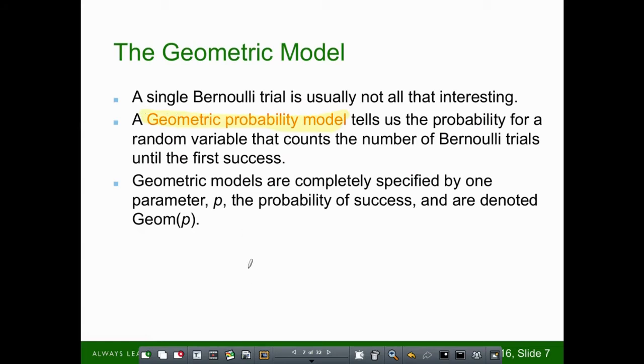A geometric probability model, what you should be writing down in your notes, is when you're doing a Bernoulli trial over and over again until you get the first success. So, it's any situation where you are going to do a repeated trial where you have either success or fail, and you're going to do it until you get the first success, and then you stop. So there's not a set number of trials you're going to do. You're just going to do a bunch of trials over and over again until you get that first success. It says at the bottom there, geometric models are completely specified by one parameter, p, the probability of success. So, for example, if we were looking at this problem, it said that the chance of getting a spam was 91%.